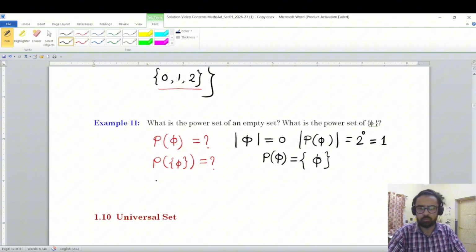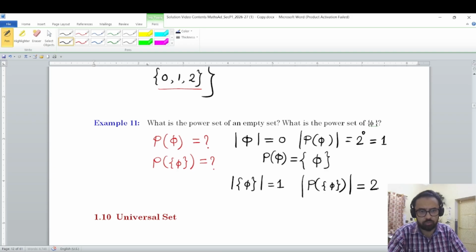Okay. Now come to the second question. What is the power set of the set phi? Now again, if I ask you, what is the cardinality of the set phi? How many elements are inside this set phi? It is one element, which is phi itself. Here phi is acting as an element of this set. So how many elements should be there in the power set of the set phi? It should be 2 power 1, and that is equal to 2.